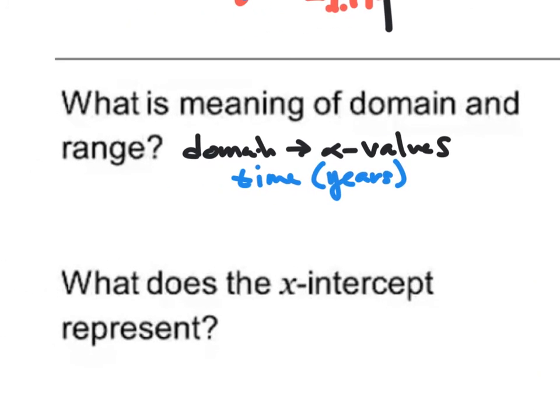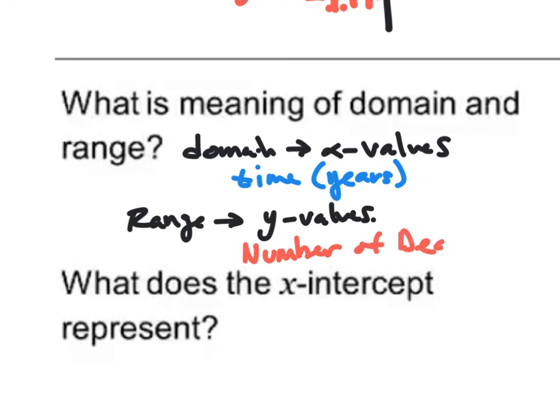The other one, range. If domain is x values, then range means y values. And what's the label on that y-axis? It's the number of deer.